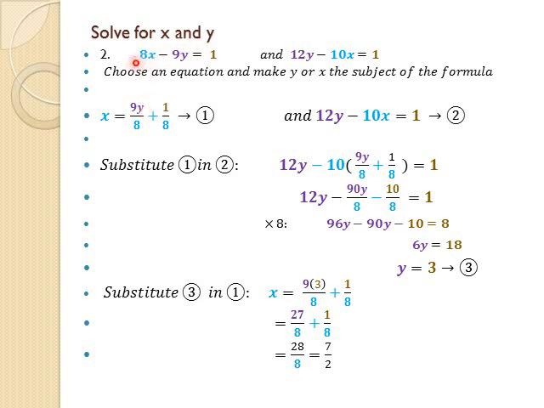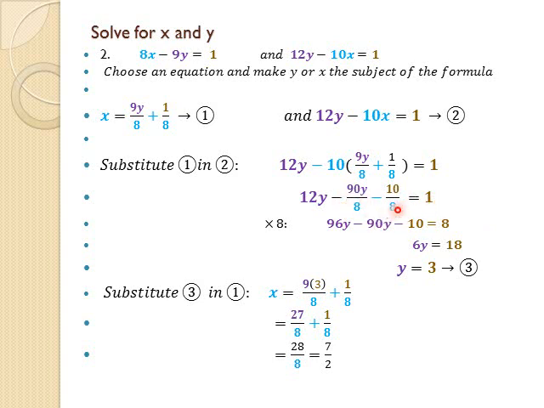We always divide by the coefficient of x, so there I divide by 8 on both sides. That I'm labeling as my equation 1. Equation 2 I leave as is, 12y minus 10x equal 1. Right, so from there we have to substitute x in the place of x there. That reads 12y minus 10, place of x, 9y over 8 plus 1 over 8, right, equal 1. Negative 10 times 9 gives me negative 90y over 8. Negative 10 times positive 1 gives me negative 10 over 8 equal 1.